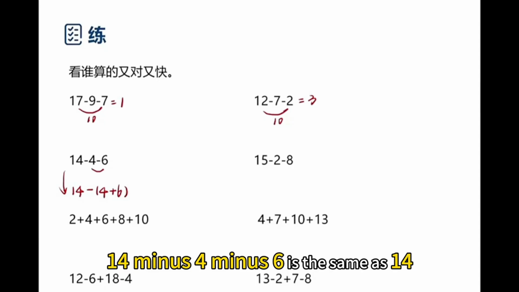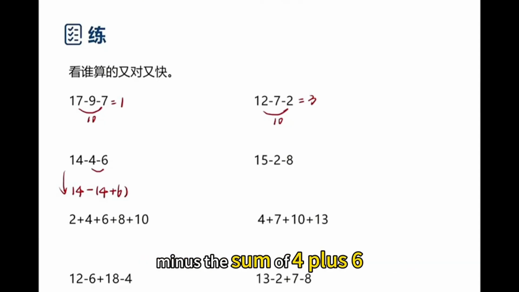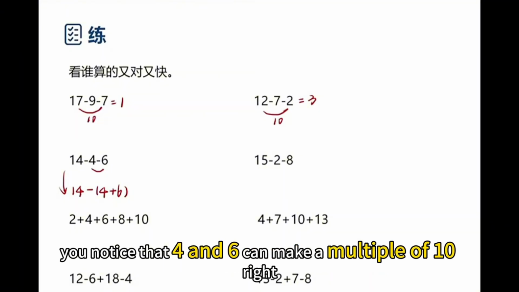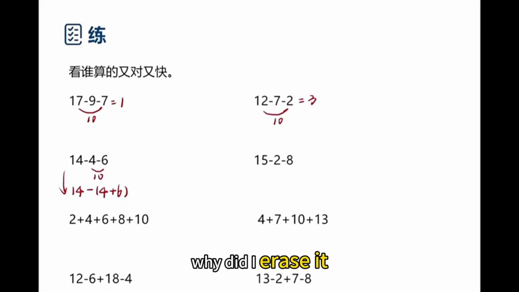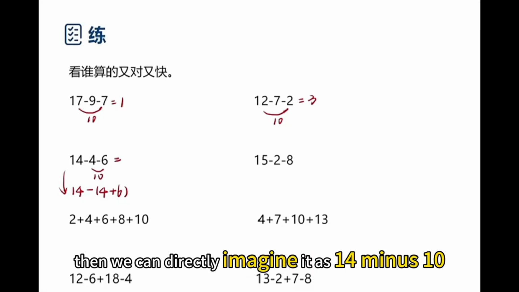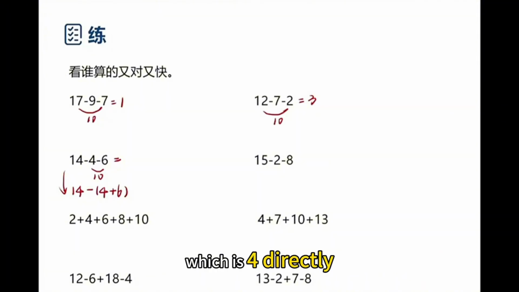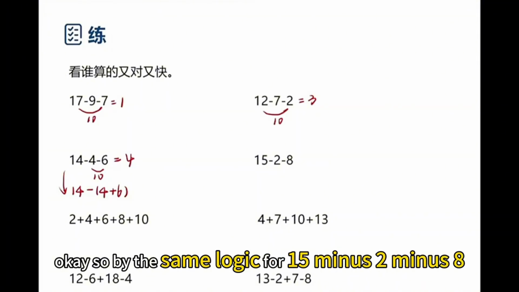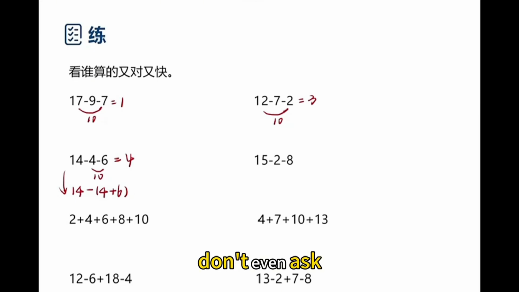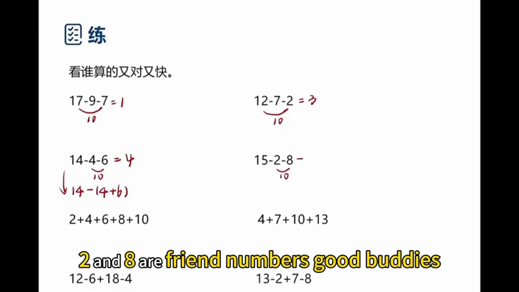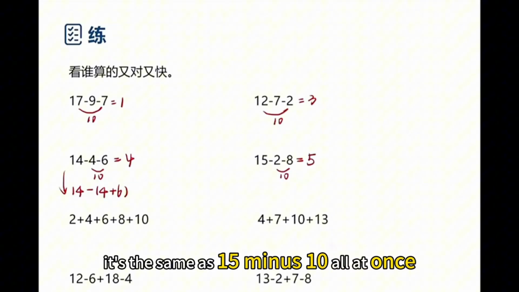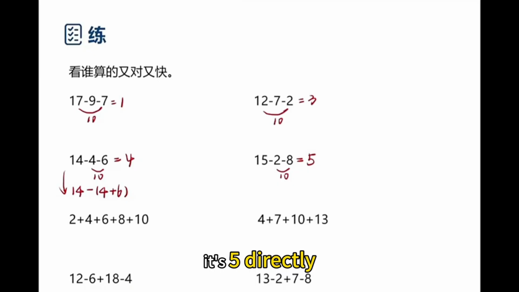14 minus 4 minus 6 is the same as 14 minus the sum of 4 plus 6, subtracting it all at once. So in this kind of series of subtractions, you notice that 4 and 6 can make a multiple of 10, right? This thing is 10. If this thing is 10, then we can directly imagine it as 14 minus 10, which is 4 directly. This is faster and more accurate, okay? So by the same logic, for 15 minus 2 minus 8, don't even ask. 2 and 8 are friend numbers, good buddies. Together in a series of subtractions, it's the same as 15 minus 10 all at once. How easy is that? It's 5 directly, no problem.